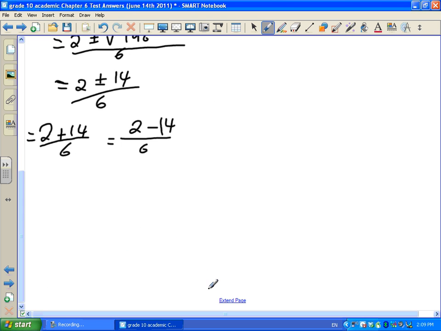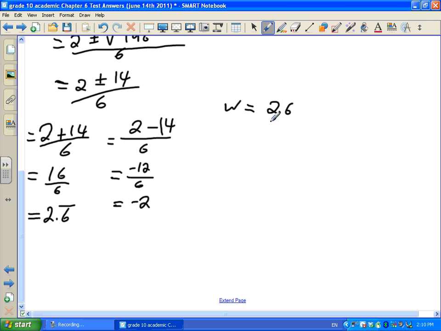Okay? So we're going to equate these two. 2 plus 14 is 16 divided by 6. 16 divided by 6 is 2.6 repeated. 2 minus 14 is negative 12 divided by 6, which is negative 2. So, now what I have to do is make sense of these two. My widths are, we're going to put W is equal to either 2.6 or negative 2. Let's go up and look.